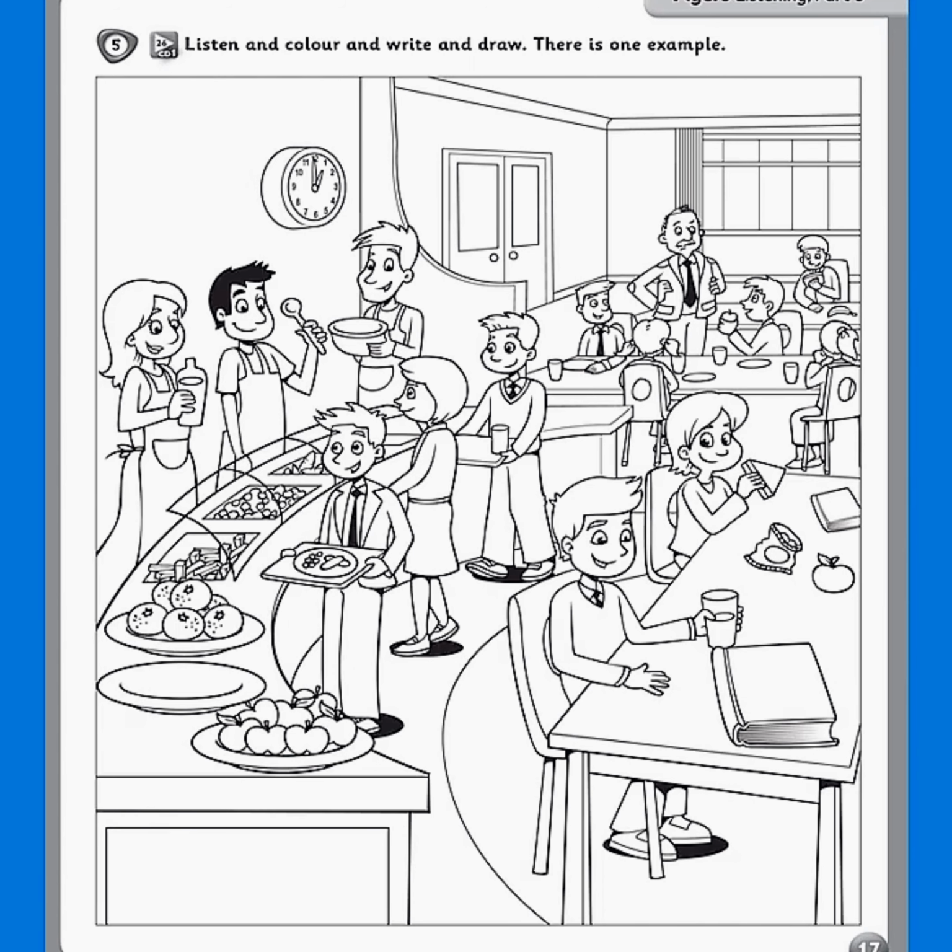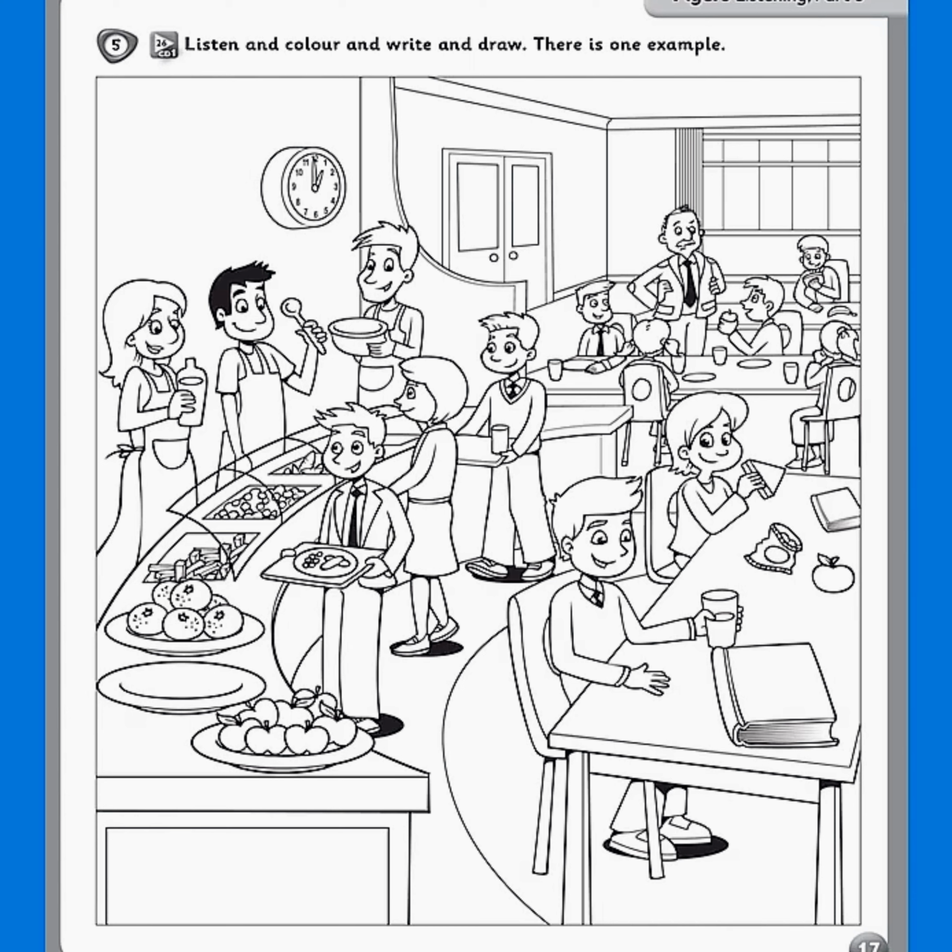Page 17. Section 5. Now listen and color and write and draw. There is one example. So now you want to listen to the audio. If you need to rewind this video to listen to it more than once, welcome. Go ahead, take a listen, and do only what you hear. No other coloring to this picture other than what is stated.